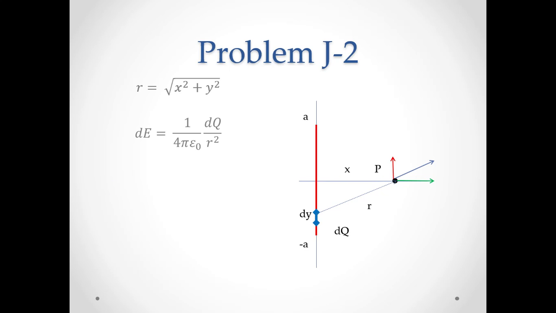Now a few things that I can do at this point is I could substitute what dq looks like, Q times dy over 2a, and then substitute what r squared is. Should be x squared plus y squared. And so there's what dE looks like.